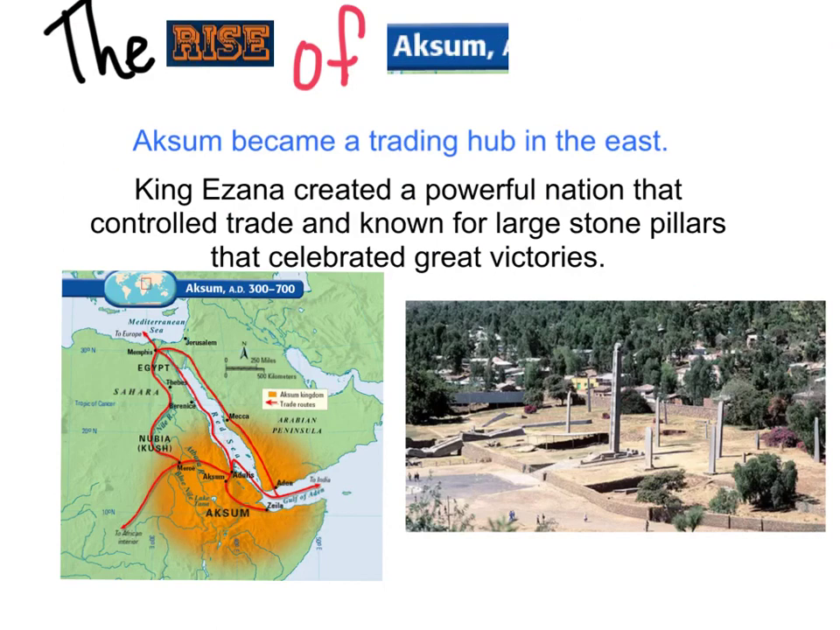Aksum became a trading hub in the east. A hub just means it's kind of the center of trade. And a king there, known as King Ezana, created a powerful nation that controlled trade and was known for large stone pillars that celebrated great victories. So in this picture you see these large stone pillars, and they would be inscribed with the victories that they had.